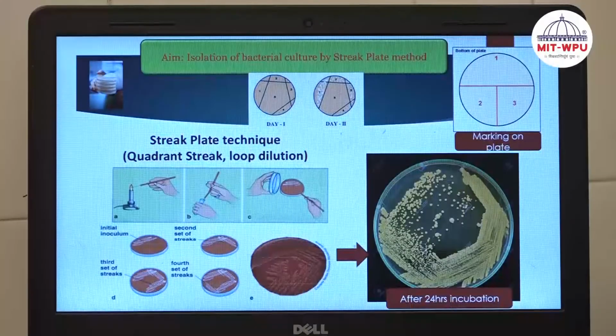Now let us discuss and understand the isolation of bacterial culture by streak plate method. This is a very important technique in pharmaceutical microbiology, where we can isolate and get a pure culture from any sample. Sample could be soil sample, water sample, blood sample, or any pharmaceutical raw materials. So this is a very important technique.